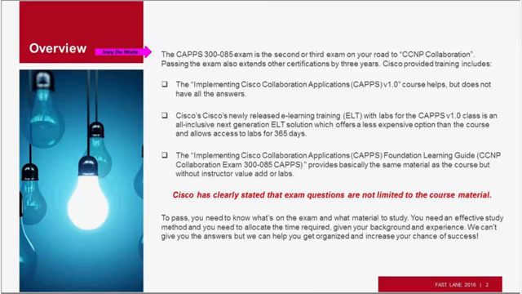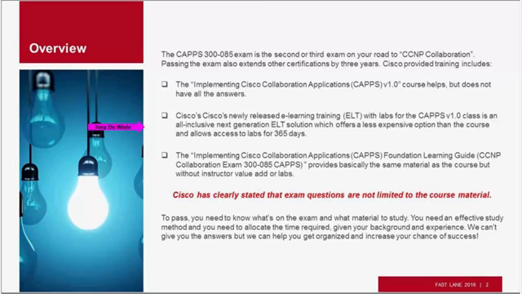Okay, so let's look at the Cisco provided training for this exam. The basic training is the course. So we have the Implementing Cisco Collaboration Applications version 1 course, or CAPPS. That will help, but it doesn't have all the answers. So I made a little note here, and I'm going to emphasize this several times. Cisco has clearly stated that exam questions are not limited to the course material. So just understanding the course doesn't mean that you're going to be able to pass the exam. We'll look at what you need to know as we move through this webinar.